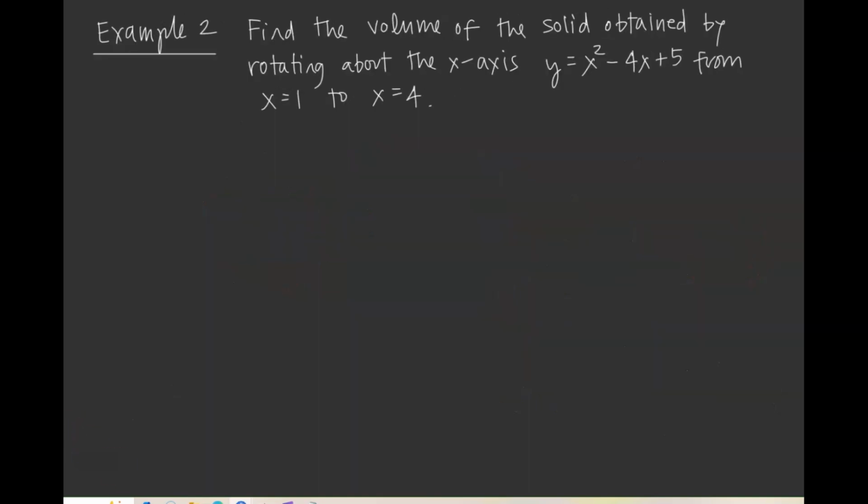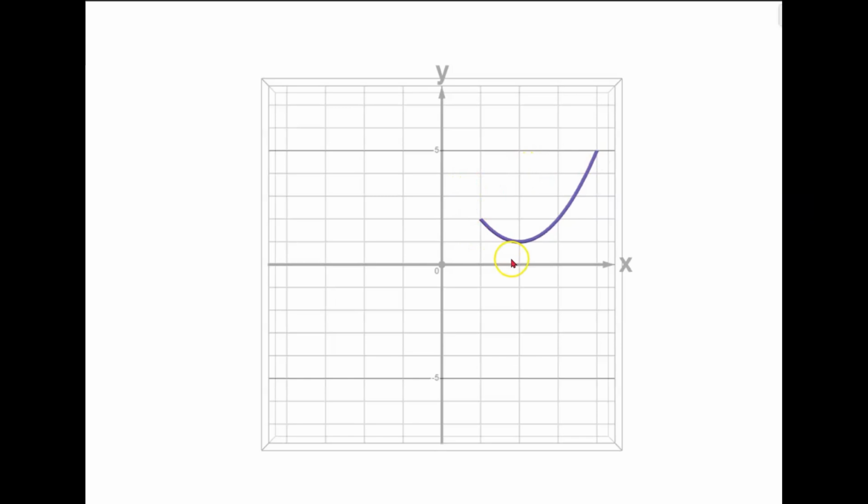Okay, our next example, we have a slightly curvier curve. Find the volume of the solid obtained by rotating about the x-axis, again, this curve, from x equals 1 to x equals 4. Okay, so here is our curve from 1 to 4 of y equals x squared minus 4x plus 5, and we're going to rotate this curve around the x-axis, and so you can start to think about what that might look like, and we're going to assume that it's solid throughout. So when I generate it here on the computer, it will look hollow, but the object that we're interested in is a solid object that it's thick all the way through.